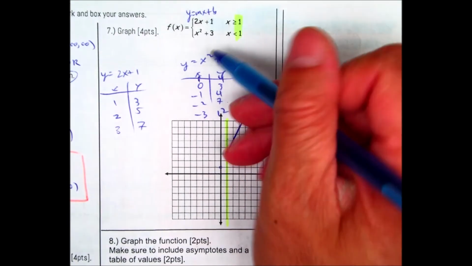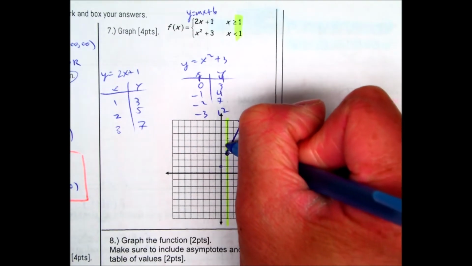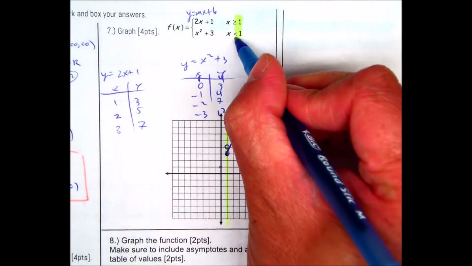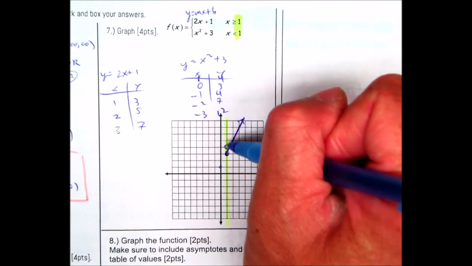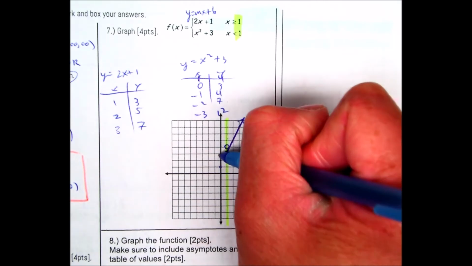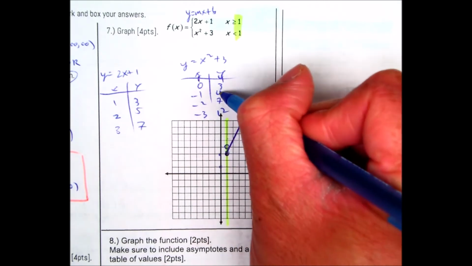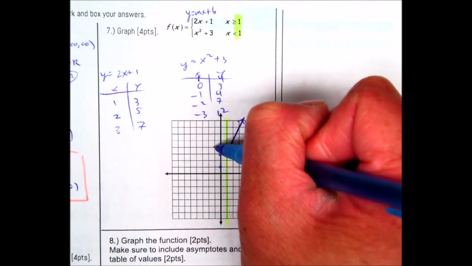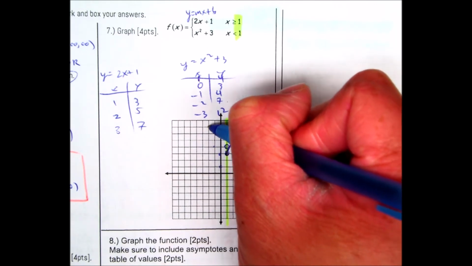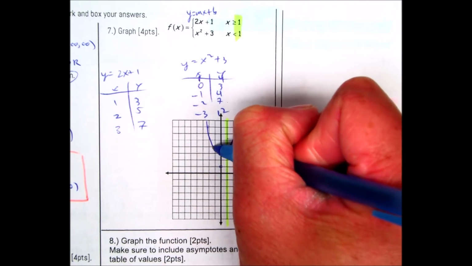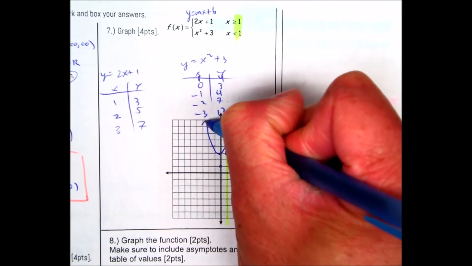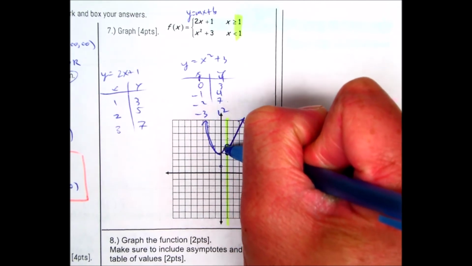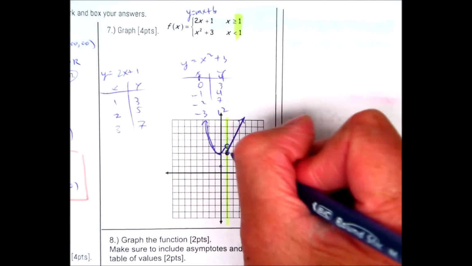So 1, 4, right above it, is an open circle because of that. Then I go to 0, 3, then -1, 4, then -2, 7. So 4, 5, 6, 7, and the graph's going to look something like this. And those should not be touching.